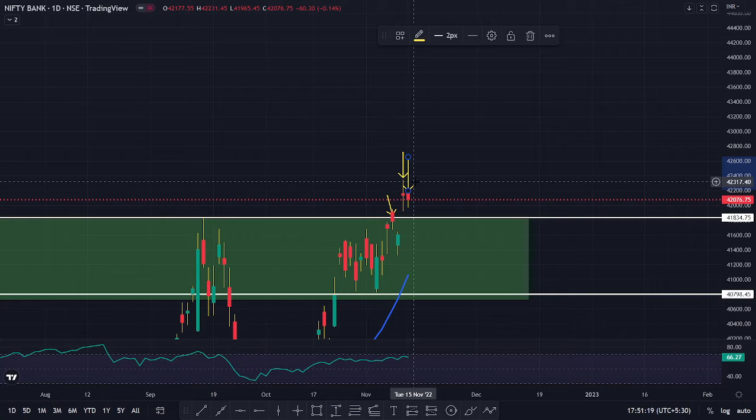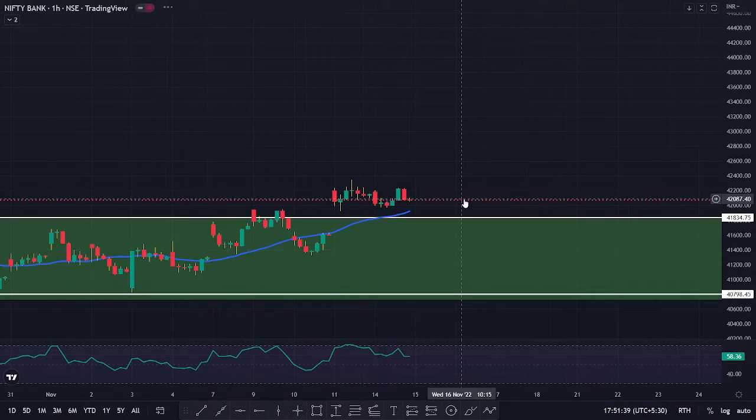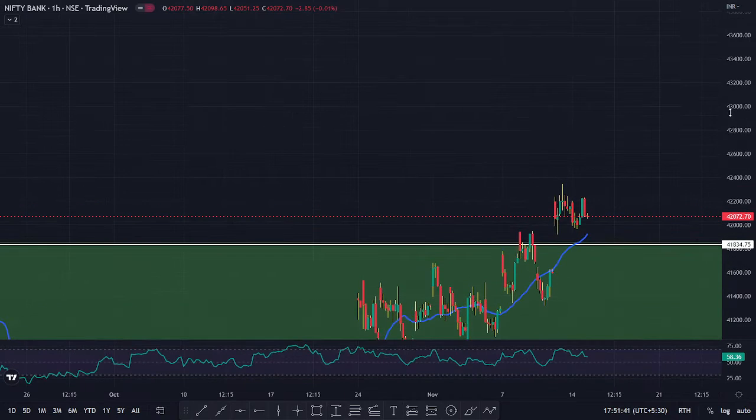Bank Nifty touched new highs, but I don't think these highs are going to be sustained. Selling pressure is still very high on the daily chart. Even though today might have been a small uptrend day, overall, in my analysis, Nifty is in a bearish trend. Now moving on to the 1 hour chart, right?